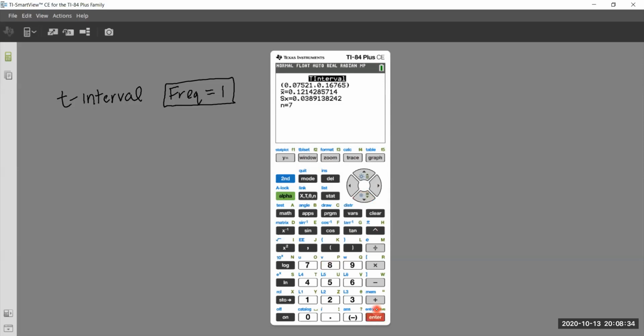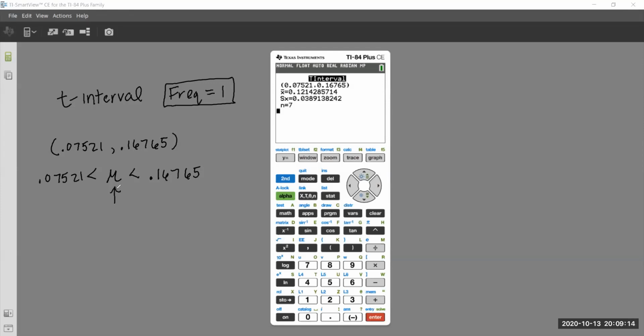Okay, so our confidence interval is 0.07521 and 0.16765. Now remember, this is representing a mean. I've had students sometimes see that decimal and change it to a percentage. This is representing the mean of the nitrogen oxide emissions in grams per mile. So sometimes it's a good idea to put the fact that it's a mean in there because you might be less likely to misinterpret it.